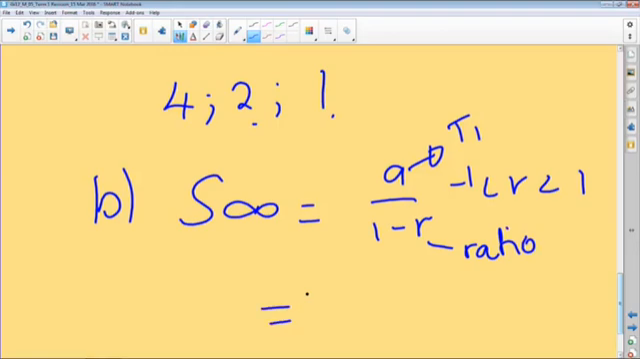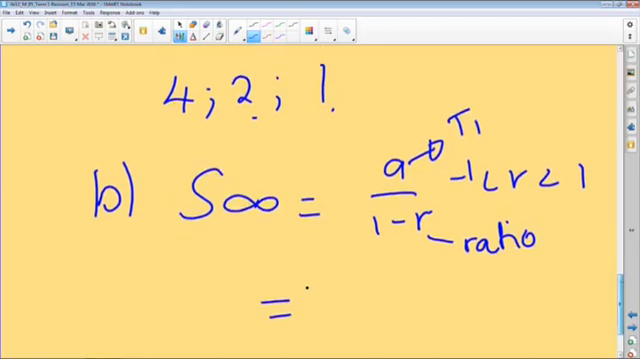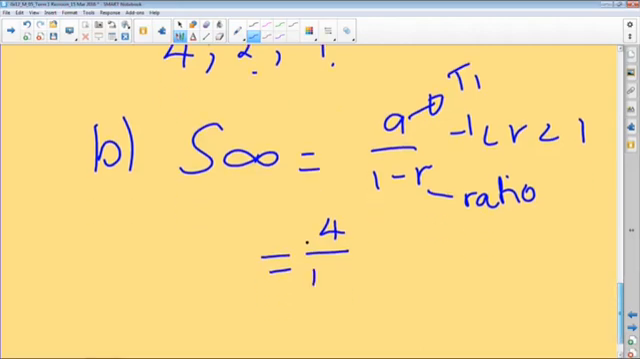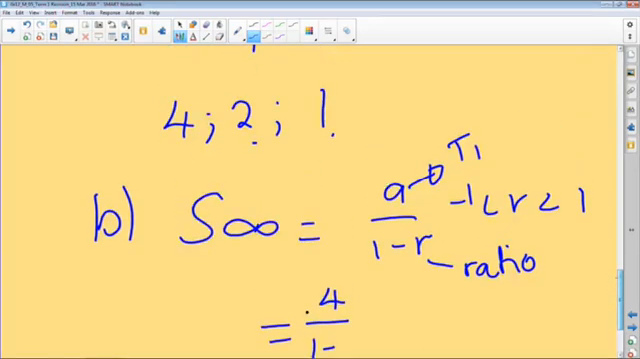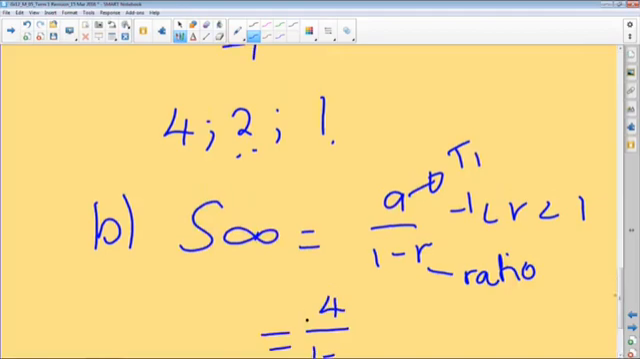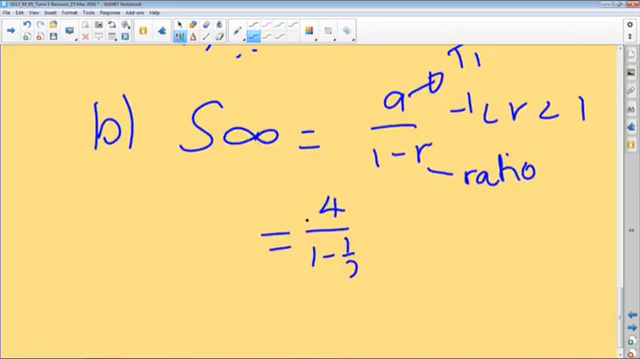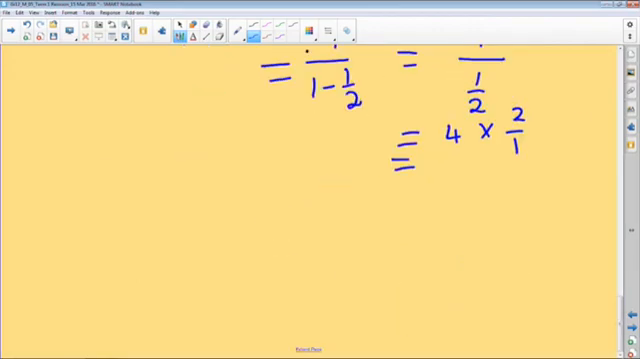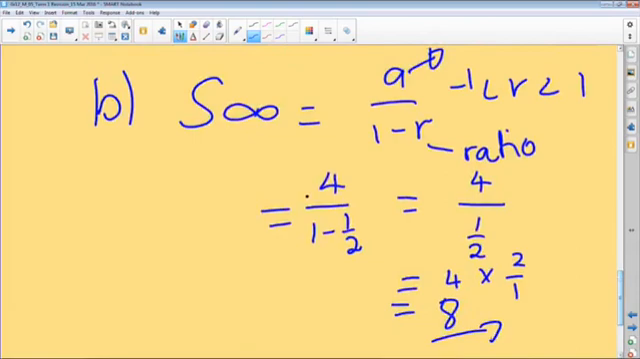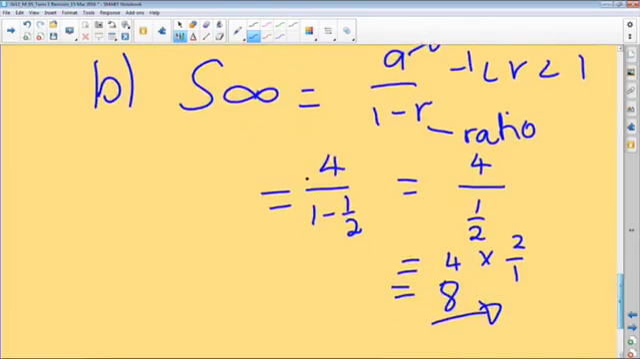I get a has the value of 4, and r, we know the ratio. We said term 3 divided by term 2, and we got a half. So I substitute that in. So I get 4 divided by 1 minus a half, which is a half. 4 divided by a half is the same as 4 times 2 over 1 if you flip and times, but you can do that on your calculator as well, and you get an answer of 8. So the sum to infinity converges to a value of 8 as your geometric series tends to infinity.